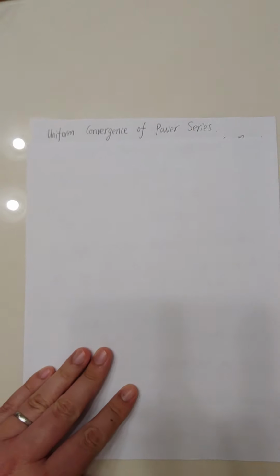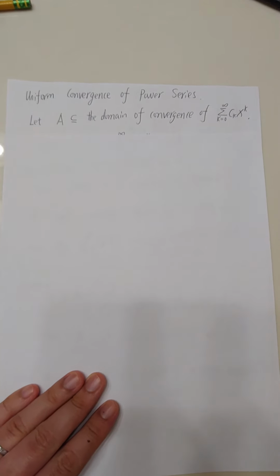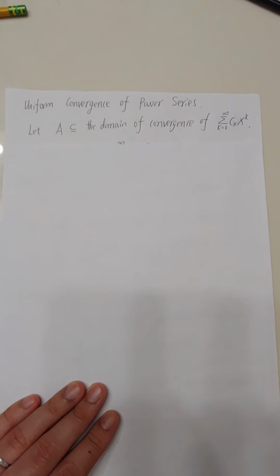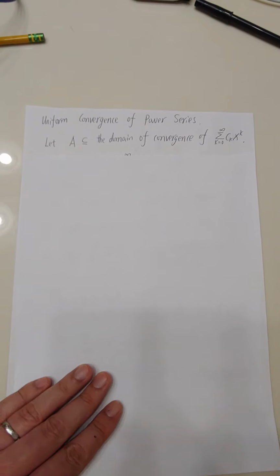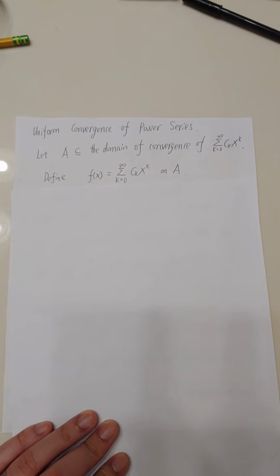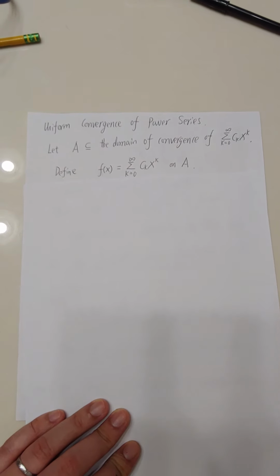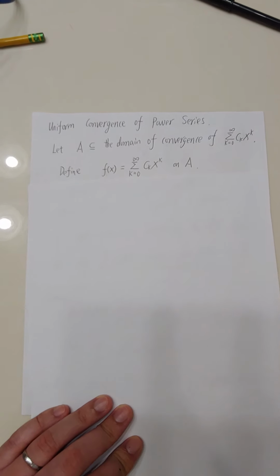So now let's look at the uniform convergence of the power series. We let A be a subset of the domain of convergence of the power series sum of c sub k times x to the k. So we define a function f, which is f of x, equal to this power series on this subset A.